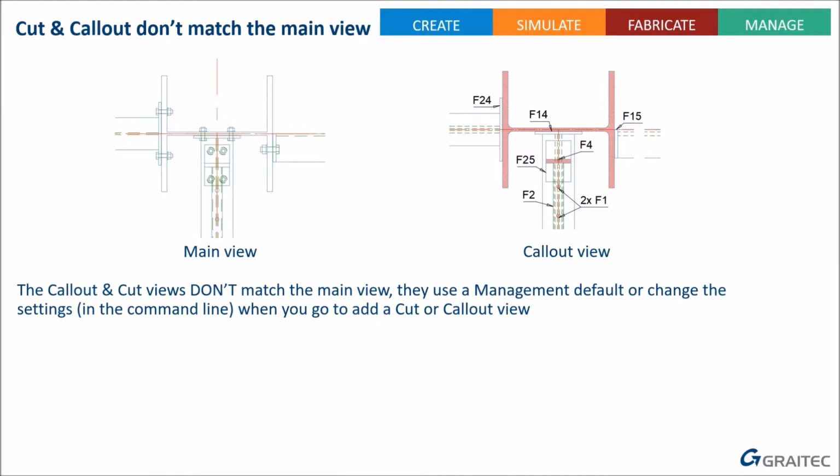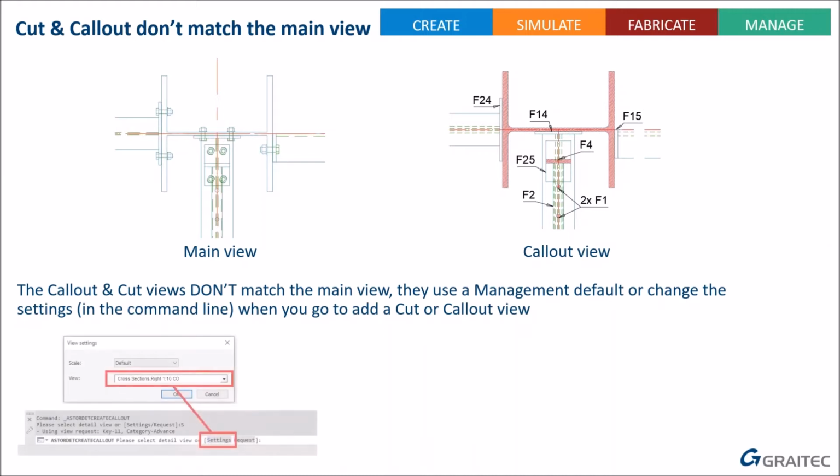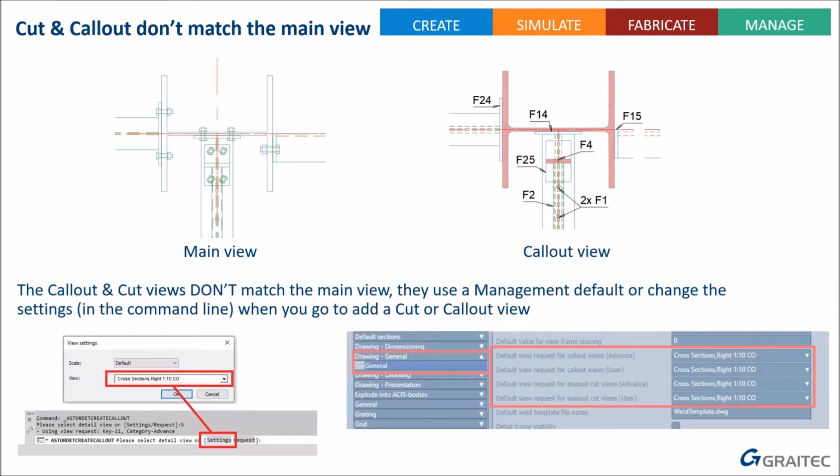So when you first click add a cut or call out view, in your command line there is the settings option, and if you choose that, then you can go and change the settings. Or as a default, if you don't change the settings, every view will use cross sections right, which is great if you're adding sections to part and assembly drawings. Not so great when you're adding views to GA drawings.